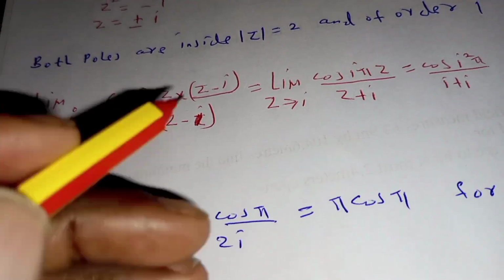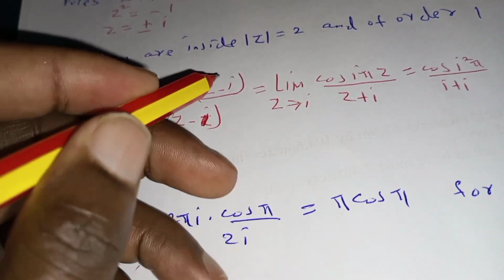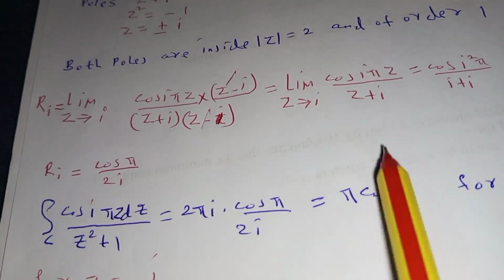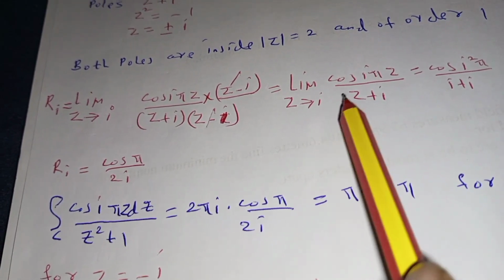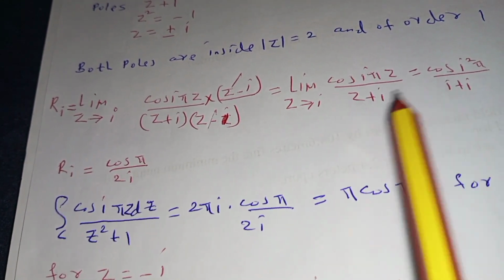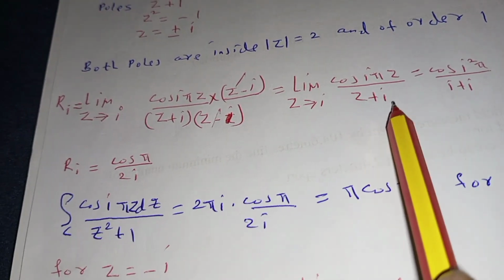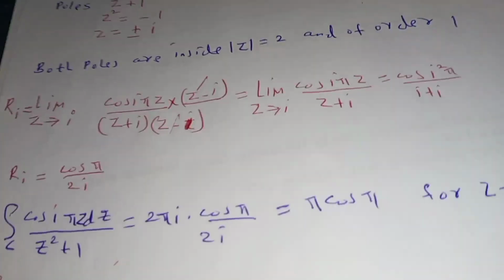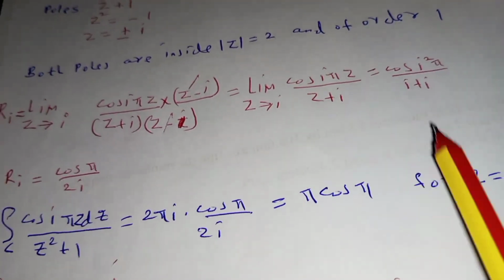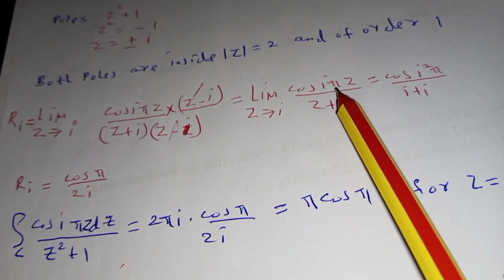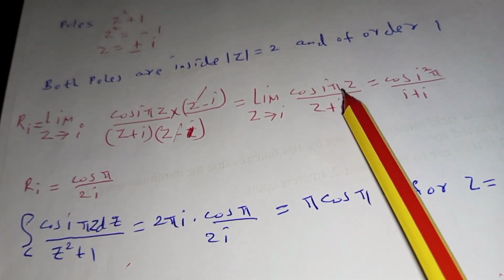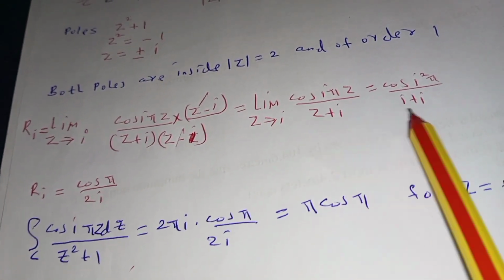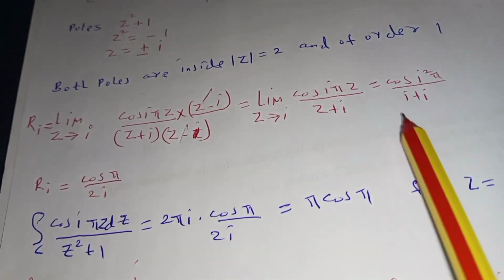Of course, this part here will cancel with this other one. And now we are left with the limit as z tends to i of cos(πz) divided by z plus i. Where you have z, you substitute it with i. The numerator will give you i times i, so i squared. In the denominator you have i plus i, which will give you 2i.